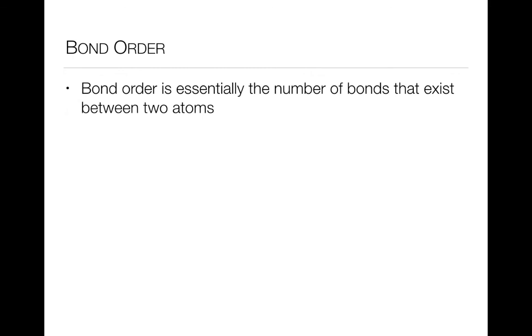And one of the things we want to look at when we have our molecular orbital diagrams is bond order. Really, bond order is essentially the number of bonds that exist between 2 atoms. We've seen single bonds, double bonds, and triple bonds. They would have bond orders of 1, 2, and 3. And we can have fractional bond order as well.